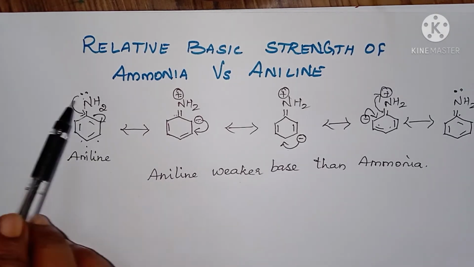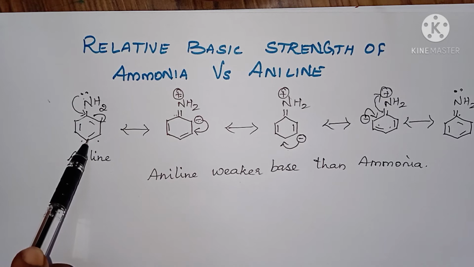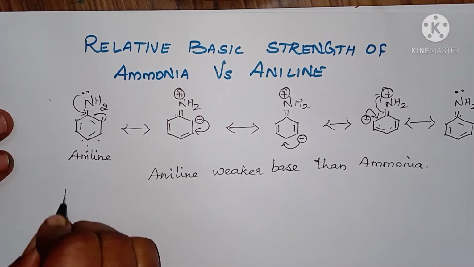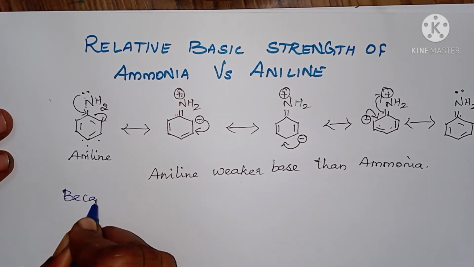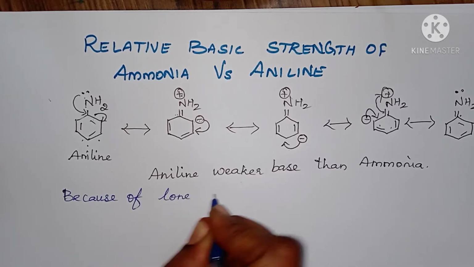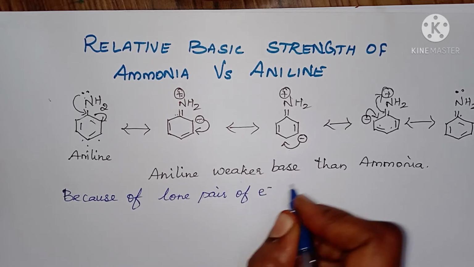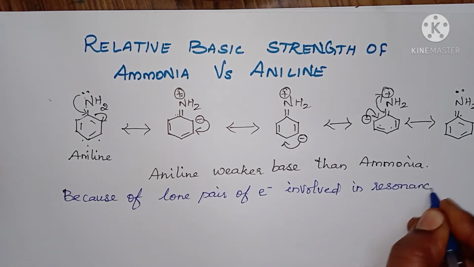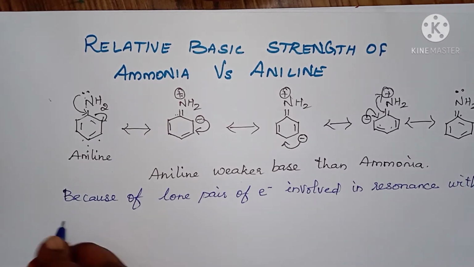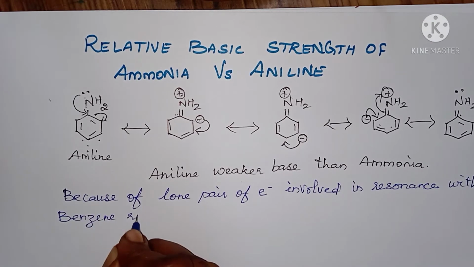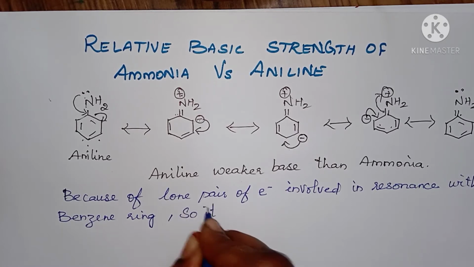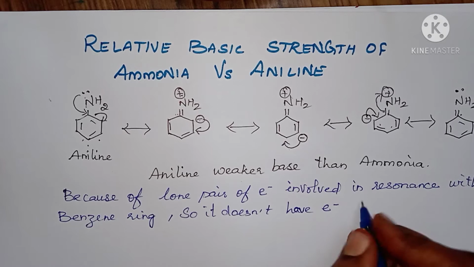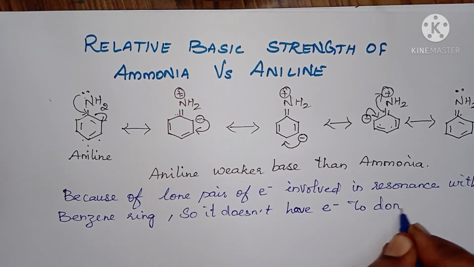Why? What is the reason? Because this lone pair is involved in the benzene ring, so it does not have an electron to donate like ammonia. You just mention it: because of the lone pair of electrons involved in resonance with the benzene ring, it does not have an electron to donate like ammonia.